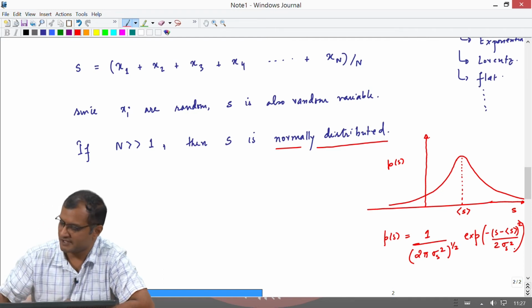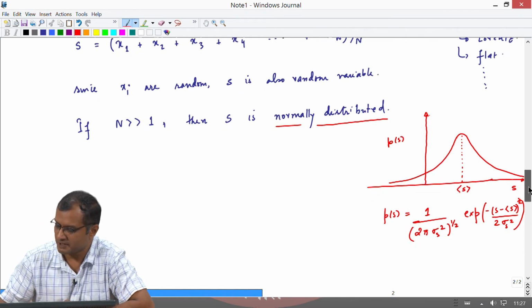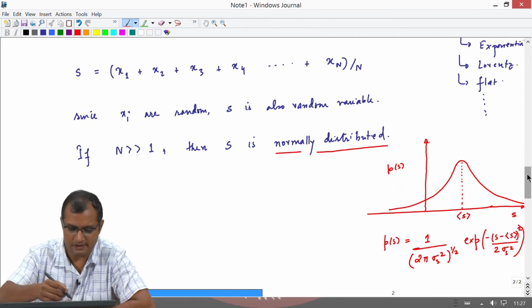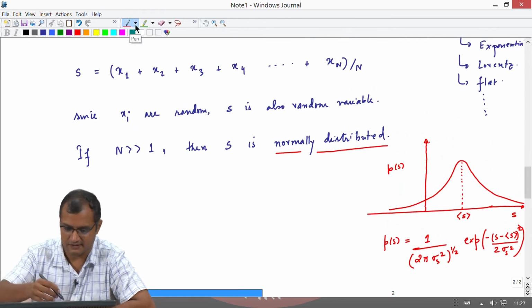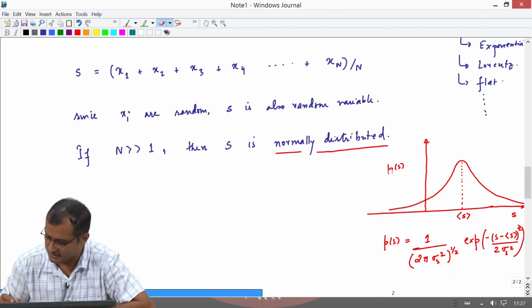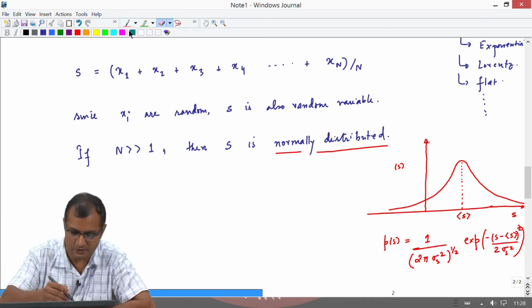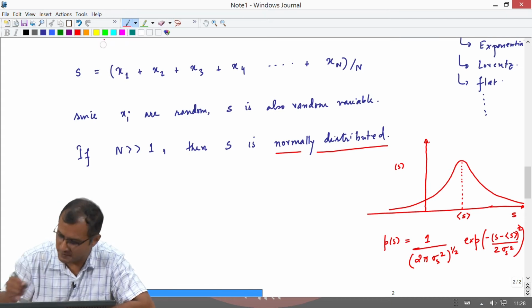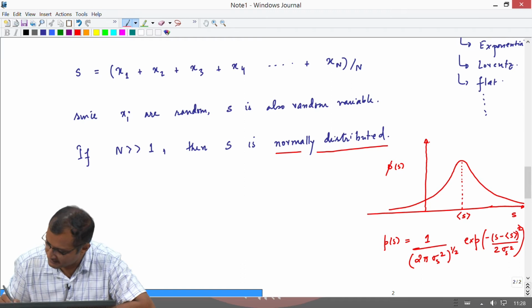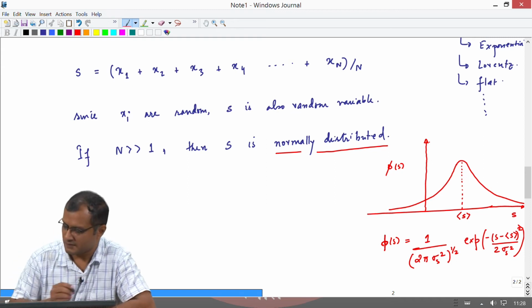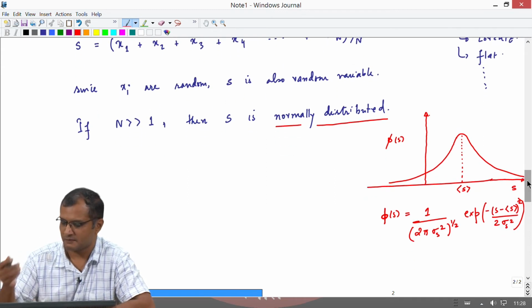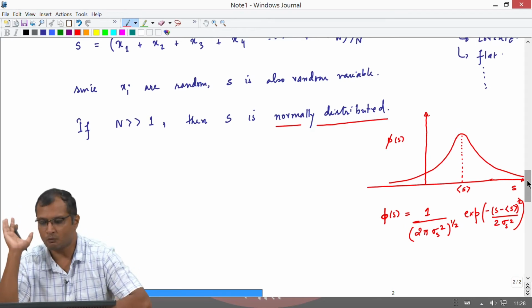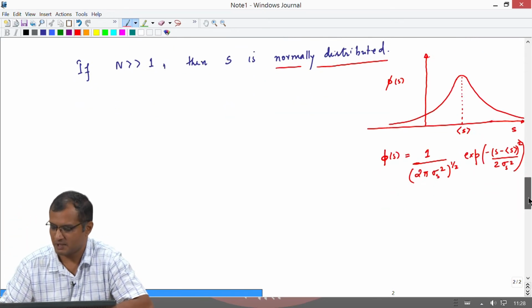So, this is the P of S that I have plotted. Let us call this distribution of S as phi of S, okay, so that we do not use the same symbol. Okay. So, I am going to call the distribution of S as phi of S, because P is the distribution taken for x. Okay. So, phi of S, which is the distribution of S, will always be normally distributed no matter what your P of x is. Okay. So, P of x could be anything.